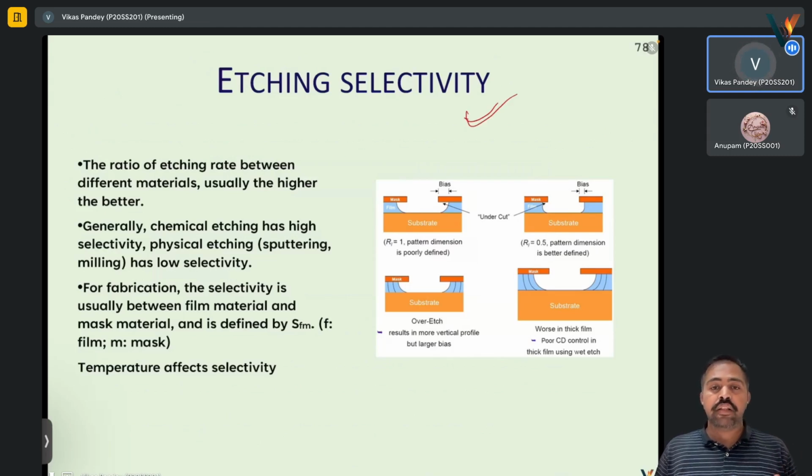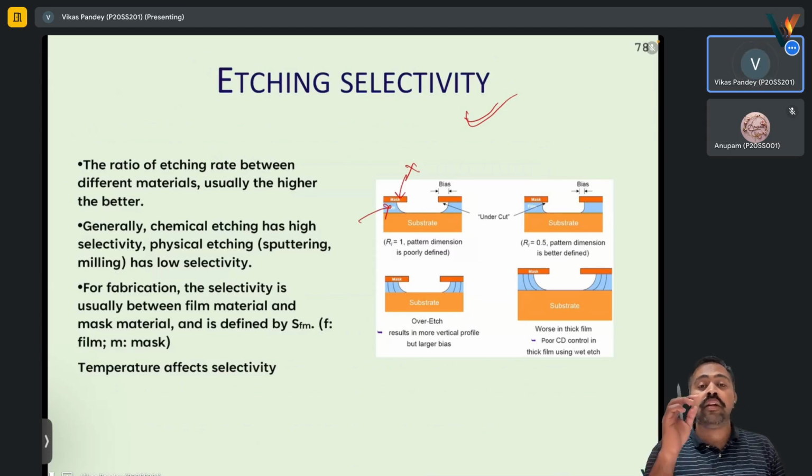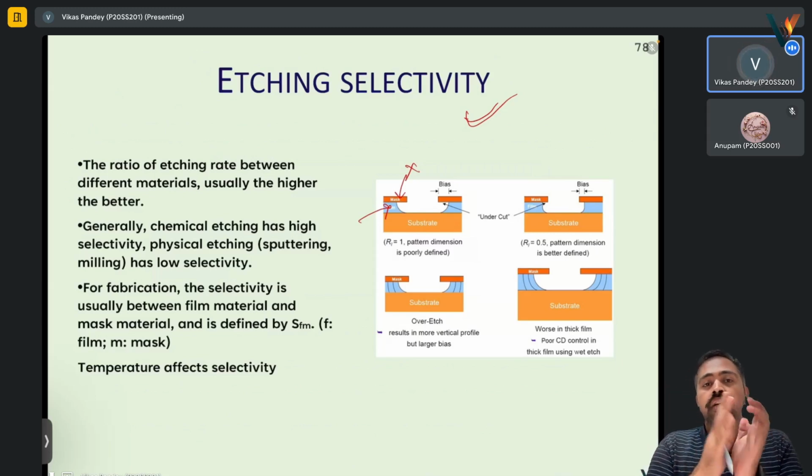Higher is better. That means if we have to remove this film, and we are not interested in removing the mask, but anyway it will remove a bit of mask. But we want that if it is removing like 1 micron of film, it should remove very minimal amount of the mask, that is maybe 1 or 2 nanometers. Then it is etch selective.